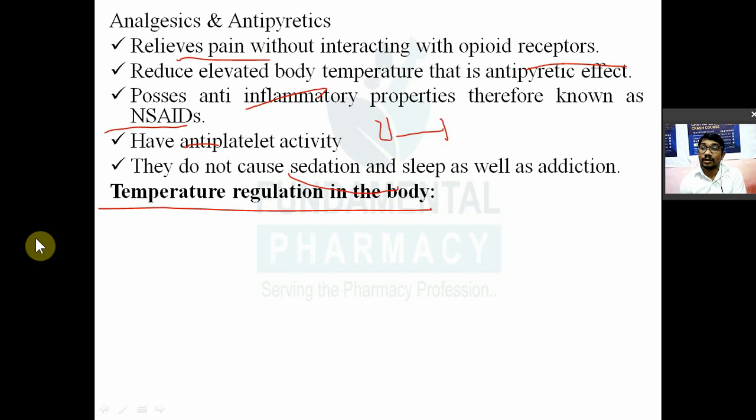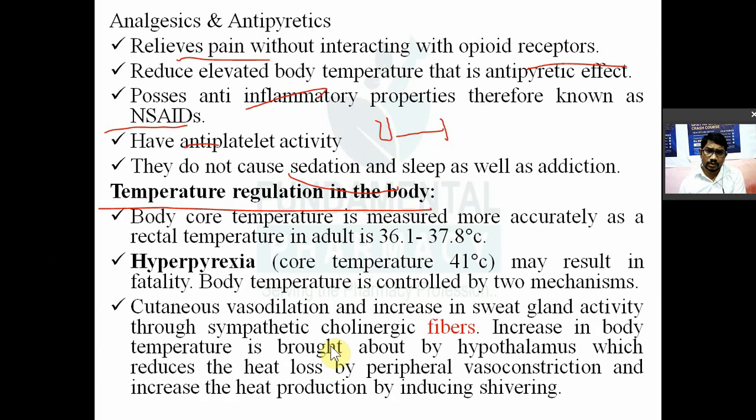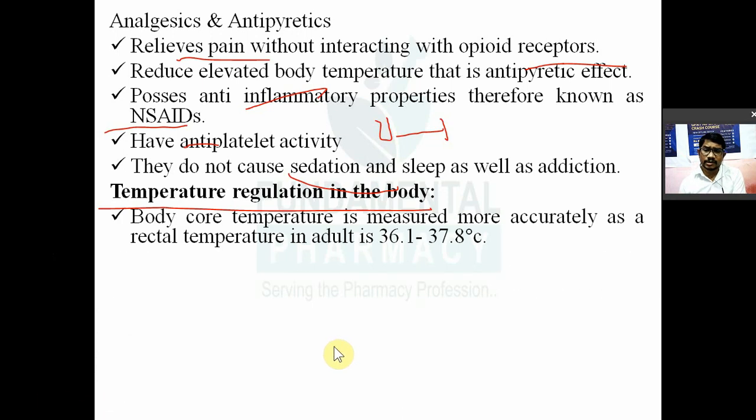So that's how your body temperature will be decreased. So you should know the regulation of body temperature, how there is regulation. Body core temperature is measured by different methods. You can measure a core body temperature or simply a body temperature in different ways. Suppose you are putting a thermometer in your mouth.